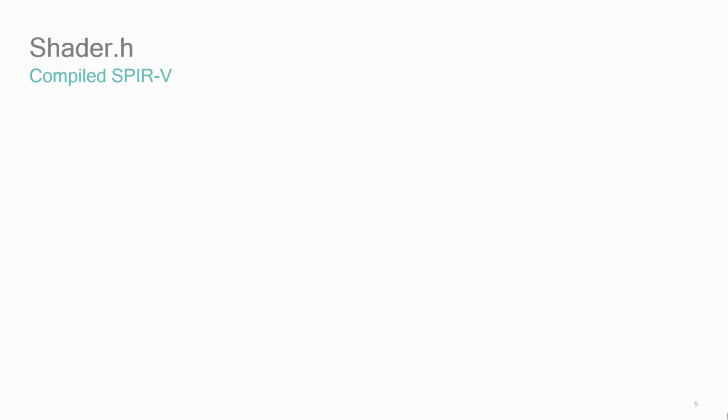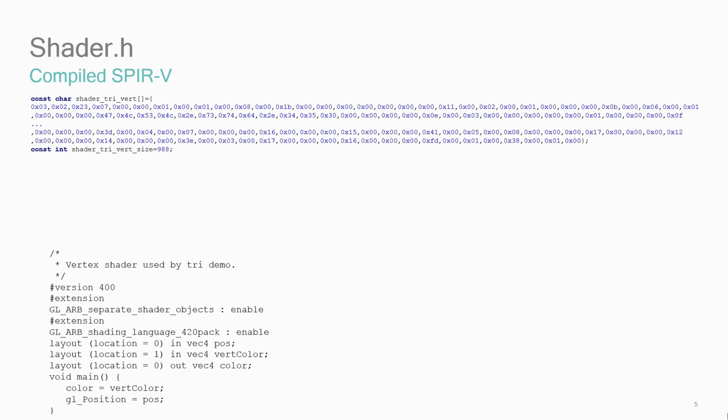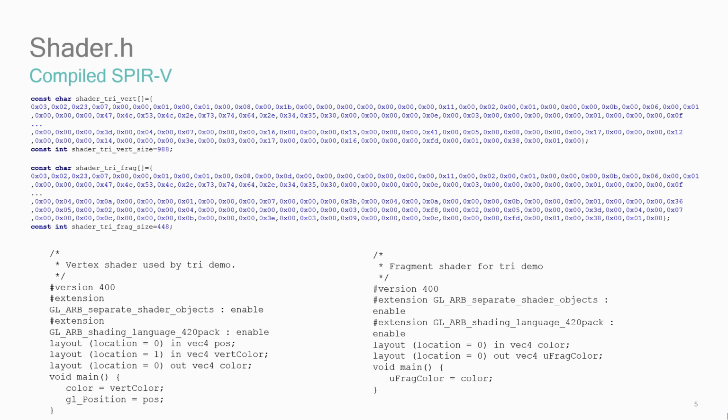Shader.h contains compiled SPIR-V bytecode. SPIR-V is an intermediate format for storing shader code in Vulkan. We're showing the bytecode string for the vertex shader and the bytecode string for the fragment shader. It was created with a library called GSlang, which we'll cover in a future video. GSlang is used to convert GLSL shader code into SPIR-V.